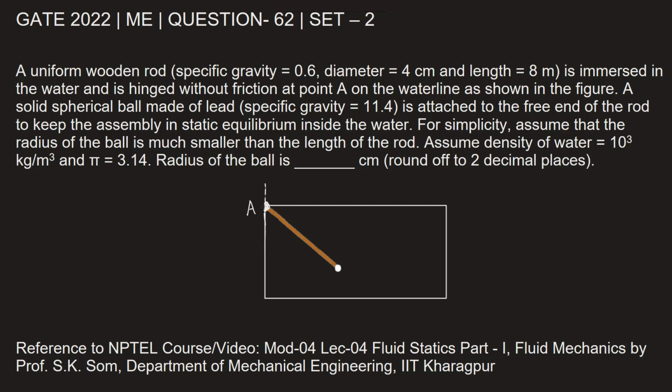Let's find it out. Now, as we know, this is a question based on the concept of buoyancy. Point A is given to be a hinge point without any friction. There is no restraint to rotation at point A, and therefore we can use the equilibrium equation: summation of moment about point A is 0 because there is no net resisting moment at point A.